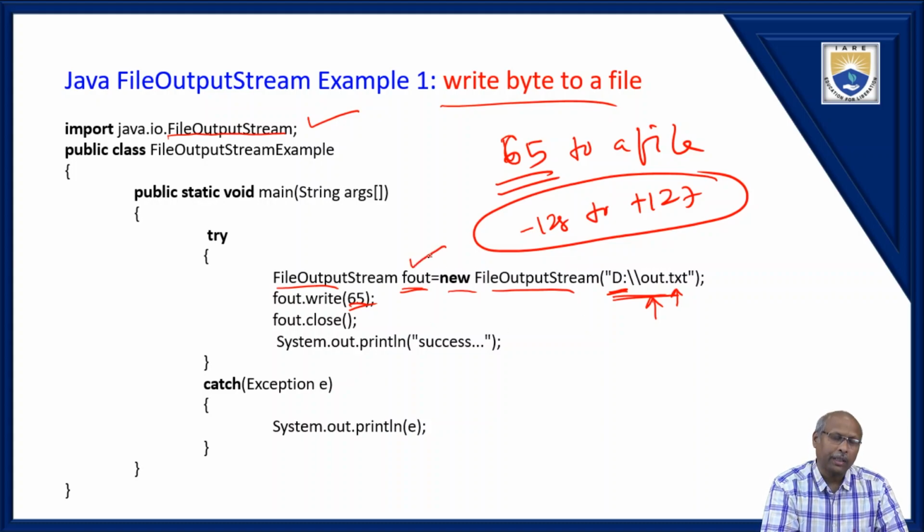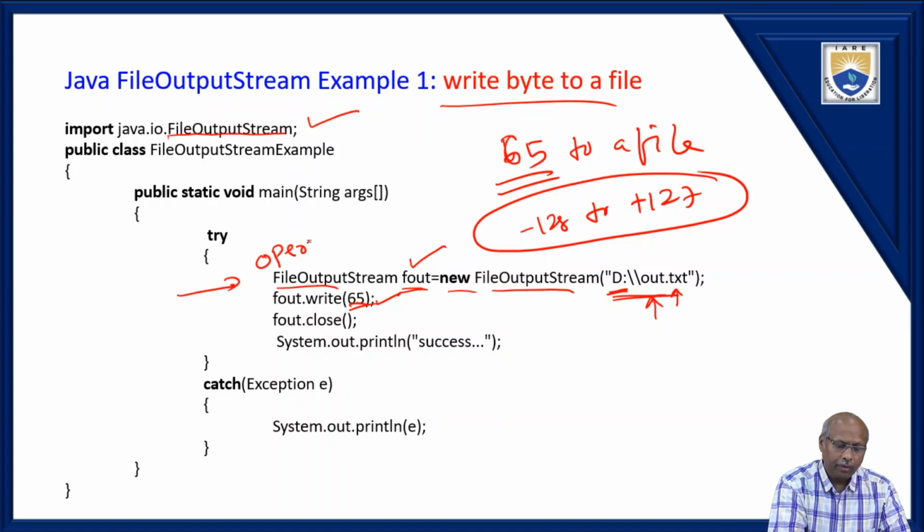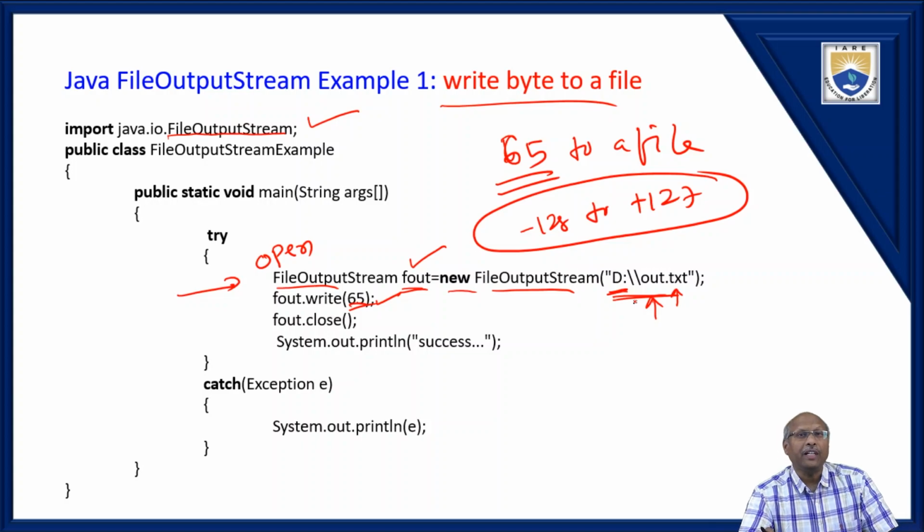Now this is the FileOutputStream object. This object will allow you to write 65. After writing, because when you are writing this object, automatically it will open a file called out.txt. Where will it open? In the D drive. If the file is already there, then the existing content will be erased, because you are opening in write mode.